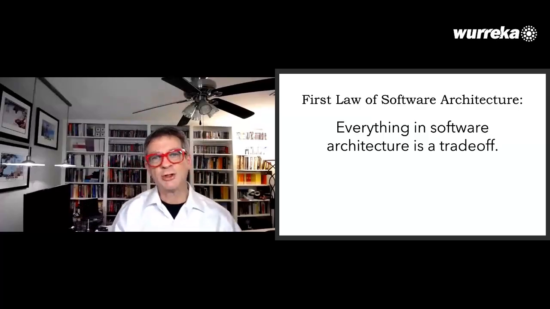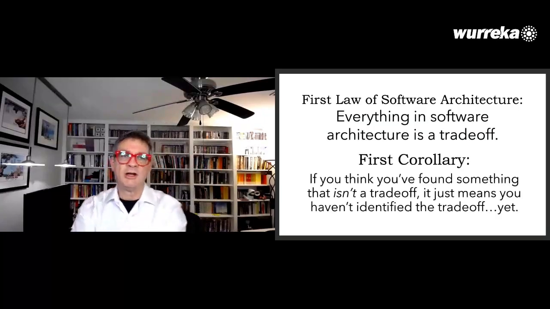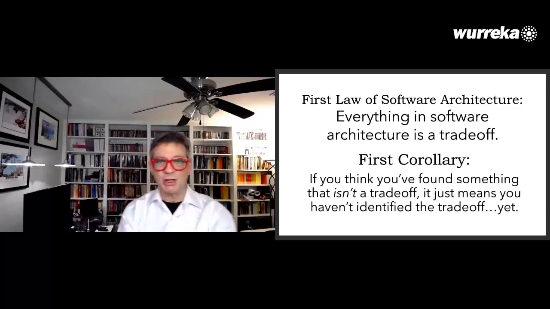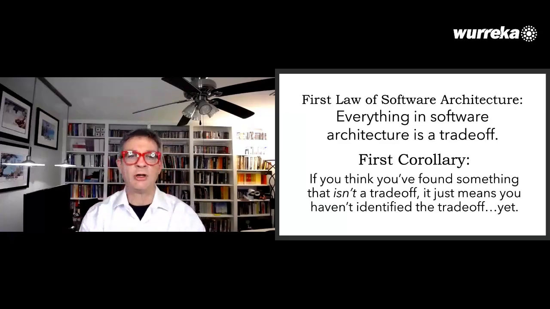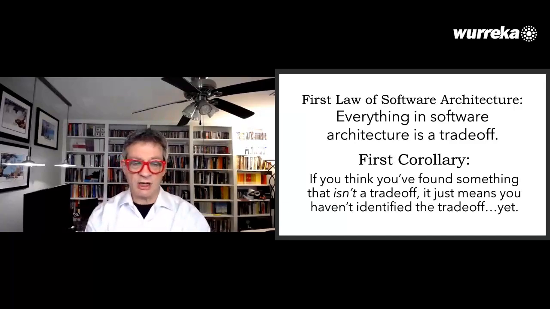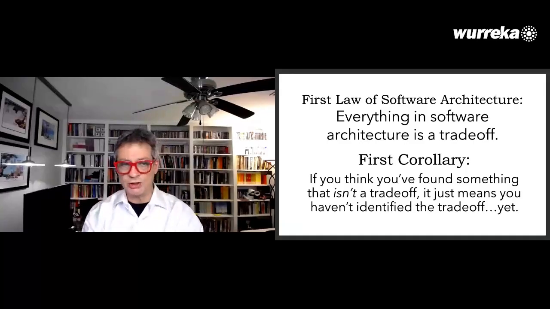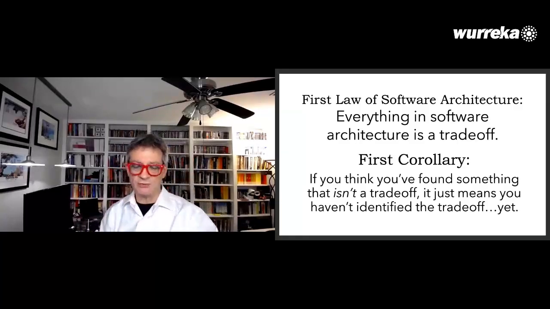The first law of software architecture, which I actually alluded to this morning in my other talk, is that everything in software architecture is a trade-off. And there's a corollary to that law: if you think you found something that isn't a trade-off, it just means you haven't identified what that trade-off is yet. What that suggests is there's no perfect solution to any kind of architectural problem. Everything is in one set of trade-offs or another. So one of the things I try to instill in new architects is to get away from terms like best or worst, because they're not really better or worse, it's just different sets of trade-offs.